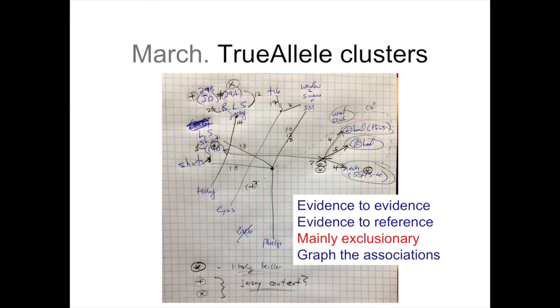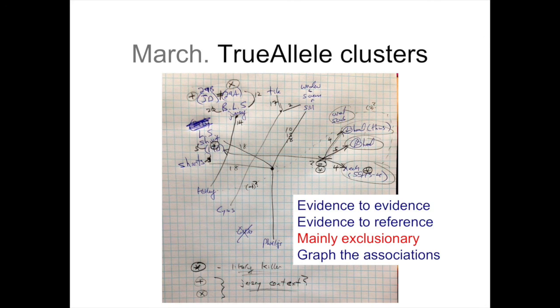Then in March, because we were really curious, we took all the samples we had. Nobody asked us to do this, but we're working pro bono anyway. We have the data. We're scientists. We don't know what's going to happen. We did evidence-to-evidence comparisons of all 35 items to all 35 items, determining to what extent there are positive associations or non-associations. Most everything was exclusionary without an association, and also compared to references.